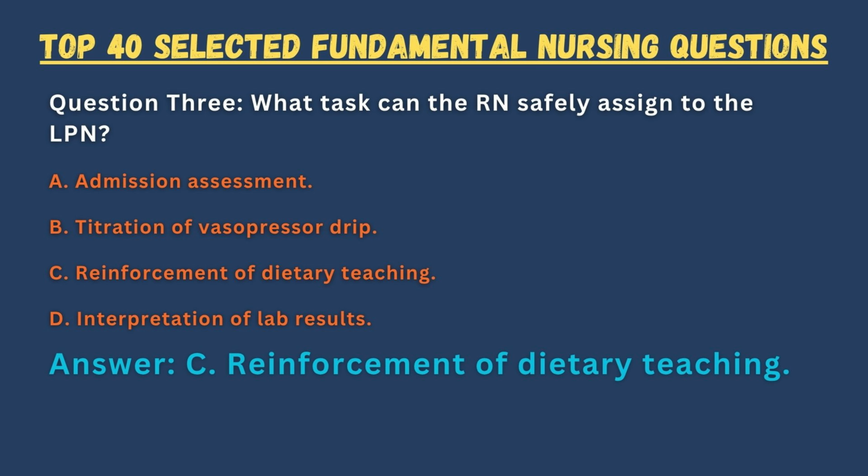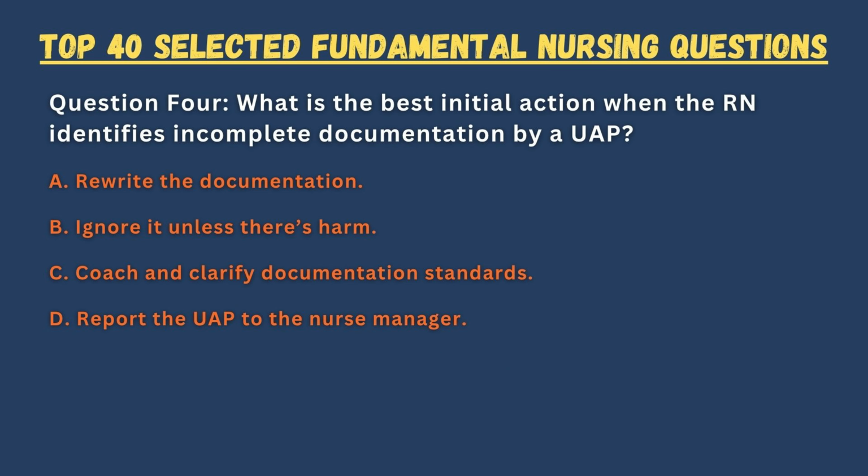Answer. C. Reinforcement of dietary teaching. Question 4. What is the best initial action when the RN identifies incomplete documentation by a UAP? A. Rewrite the documentation. B. Ignore it unless there's harm. C. Coach and clarify documentation standards. D. Report the UAP to the nurse manager.